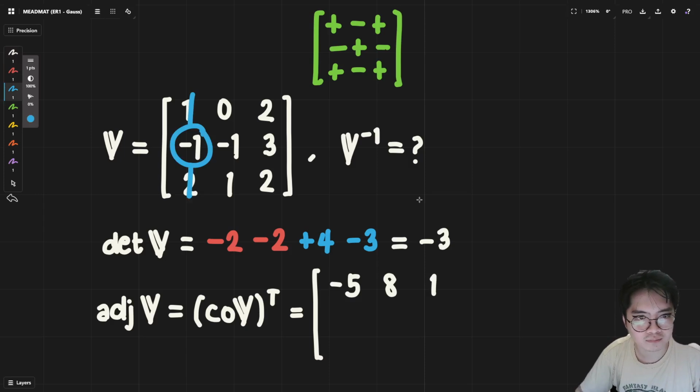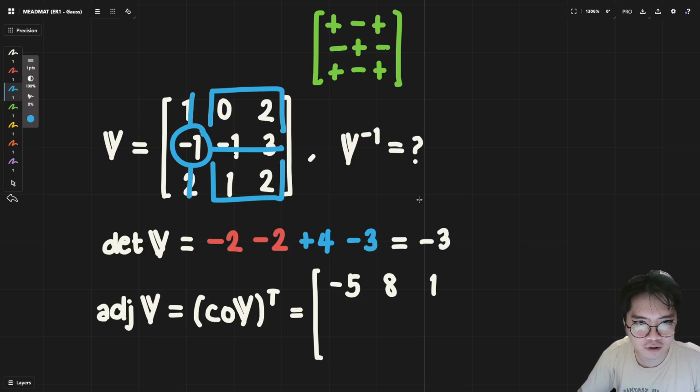This one, what is the, oh my gosh. What is the determinant for this thing? 0, 2, doesn't matter. 2, 1, that is now negative 2.